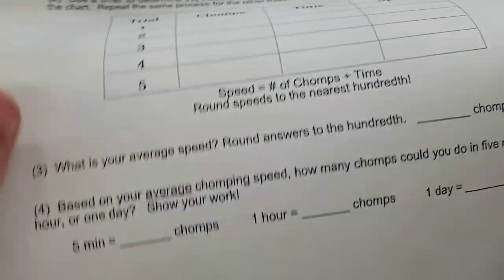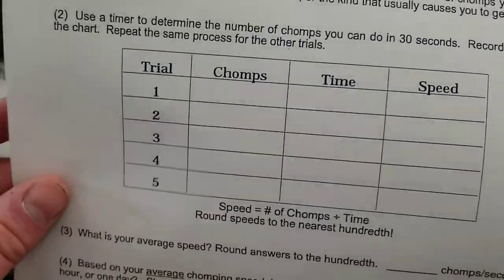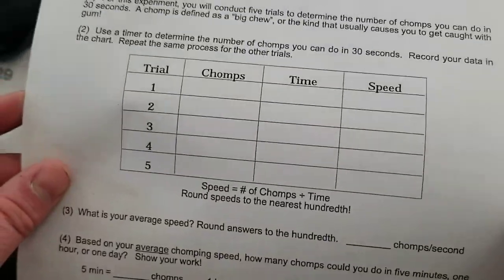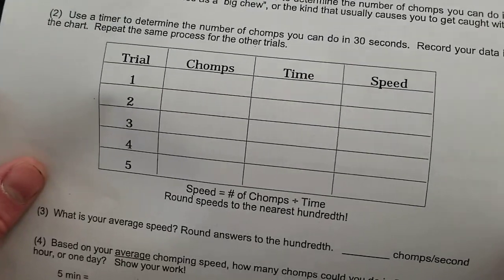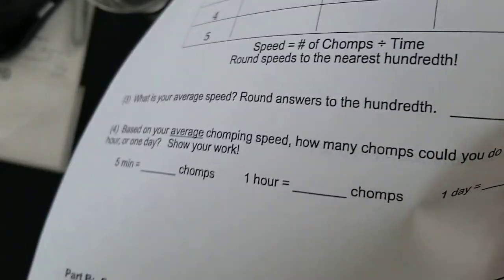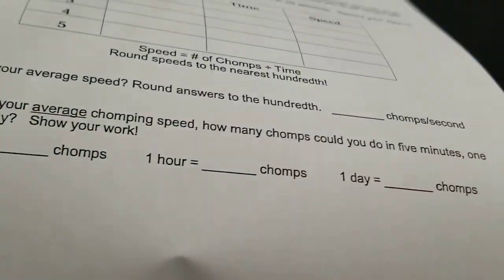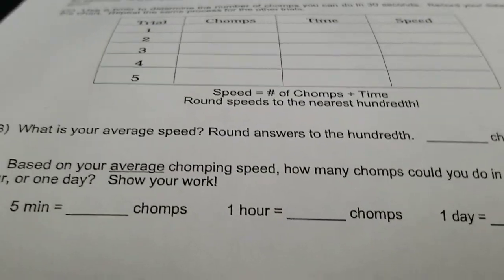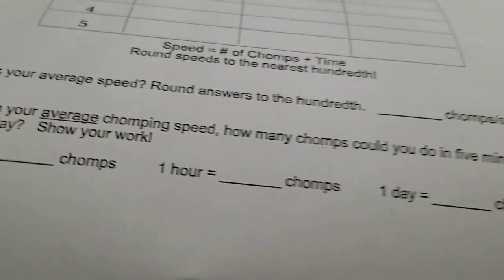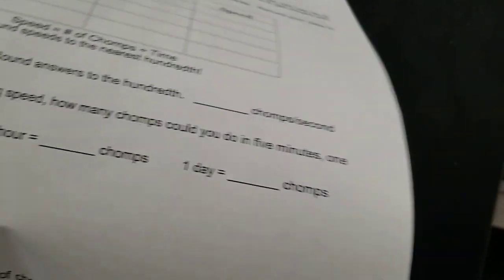So if you know your speed, if you know that you're doing that many chomps per second, then you should be able to tell me how many chomps per minute by doing a simple conversion, changing those seconds to minutes. How many chomps per hour by changing those seconds to hours. There's 60 minutes in an hour. There's 60 seconds in a minute. If you have trouble with that, let me know. I'll help you guys, but that's just simple conversion.